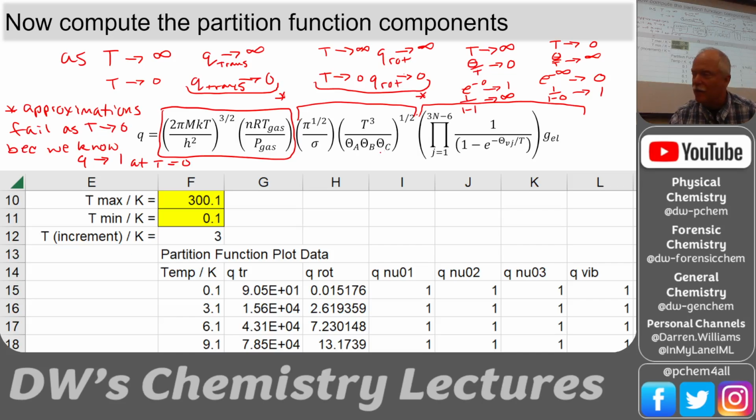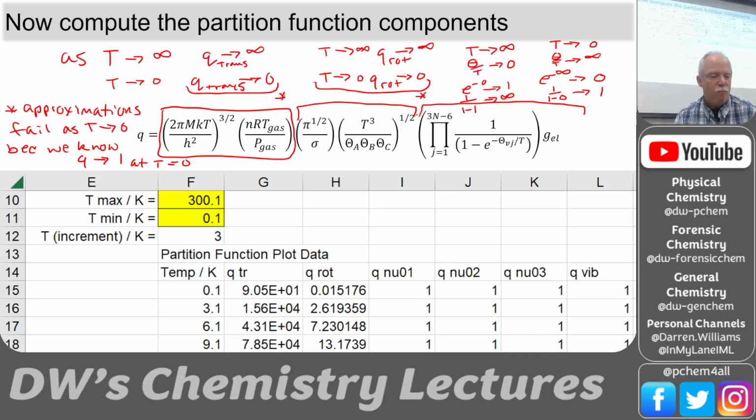So that's for diatomics. Or linear, I should say linear. Yeah, linear, more specifically.